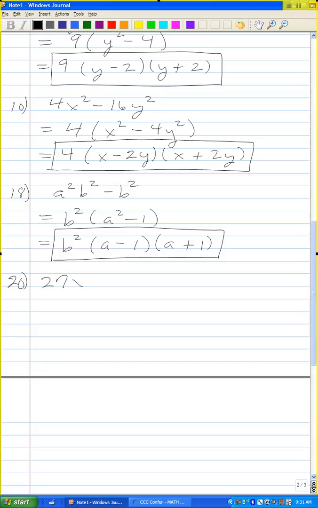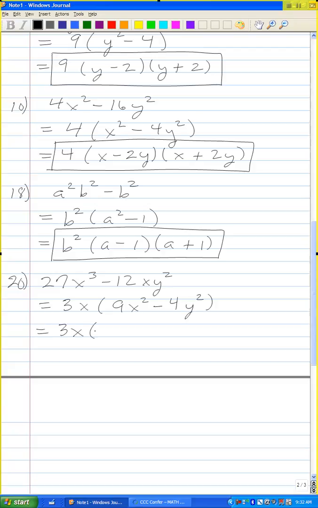27x cubed minus 12xy squared. And so the least common factor in this case is 3x. What remains after I factor out 3x? Well, 27x cubed divided by 3x is 9x squared. Negative 12xy squared divided by 3x is negative 4y squared.